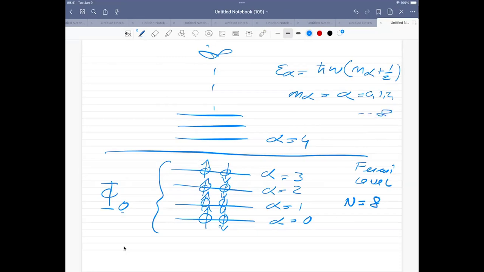So the harmonic oscillator is a system where we have an infinite number of single particle states. And they are all bound in a harmonic oscillator potential. That means they cannot escape, unless by quantum mechanical tunneling.